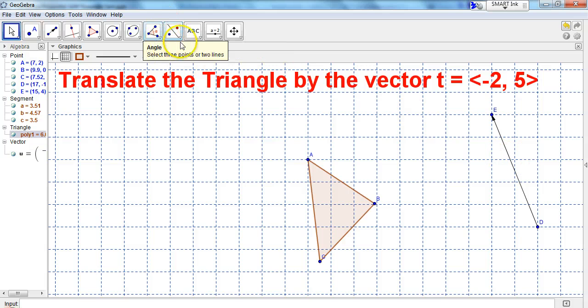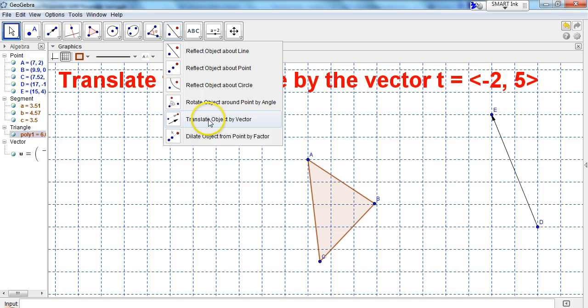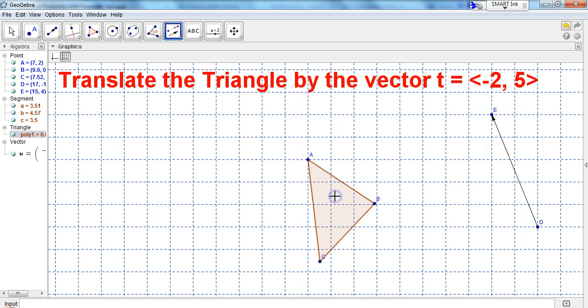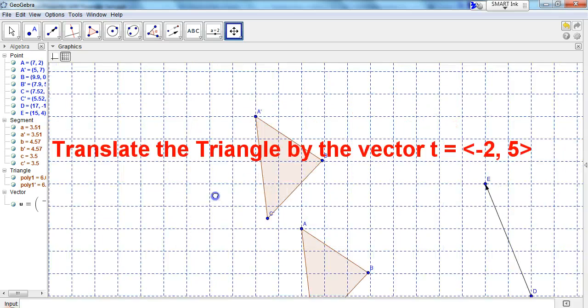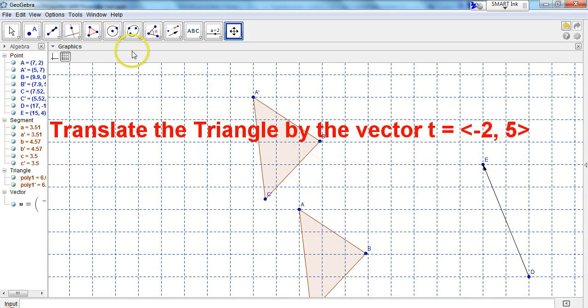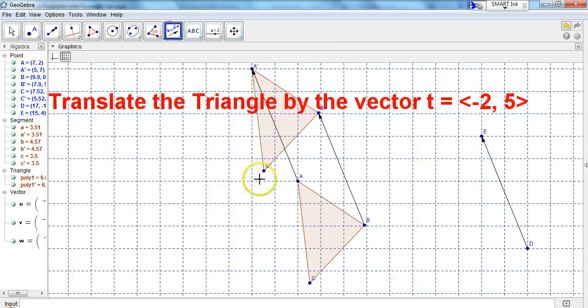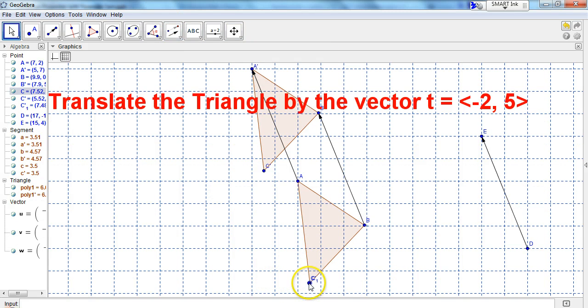In our transformation toolbox, I'm going to grab my translate object by vector tool. What we have to do is select the object we want to translate, and then we just select the vector that will translate it. So notice now my triangles have translated, and if I wanted to, I can show, like B, for instance, goes to B prime because it moved 2 units to the left and up 2, 3, 4, 5, right? A moved 2 units to the left and up 1, 2, 3, 4, 5. And C moved the same, 2 units to the left.